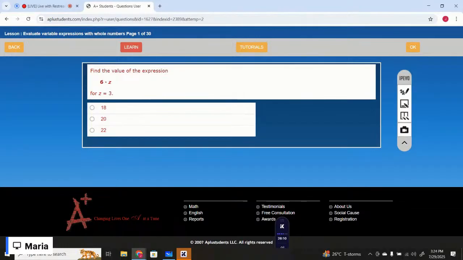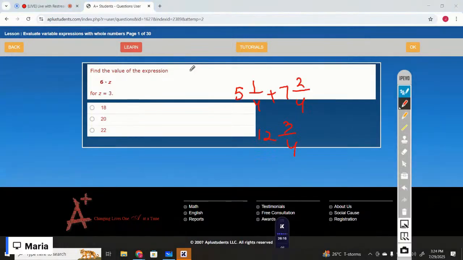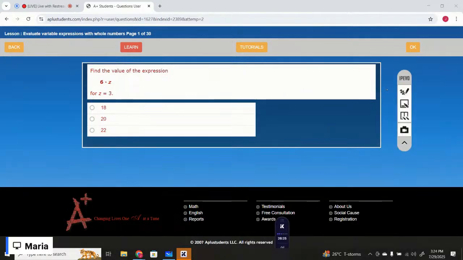Find the value of the expression 6 times z. So you need to replace the variable z with a value. So that would be 6 times 3. So 6 times 3 is 18. Option number 1 is the correct option, that is 18.